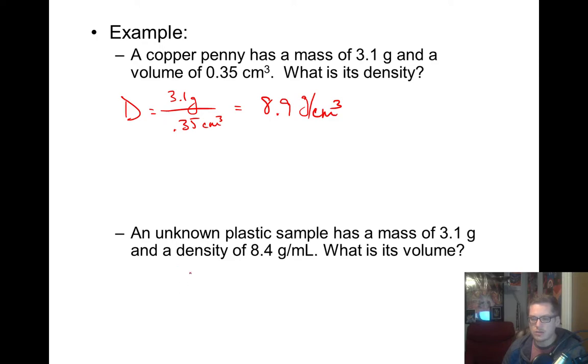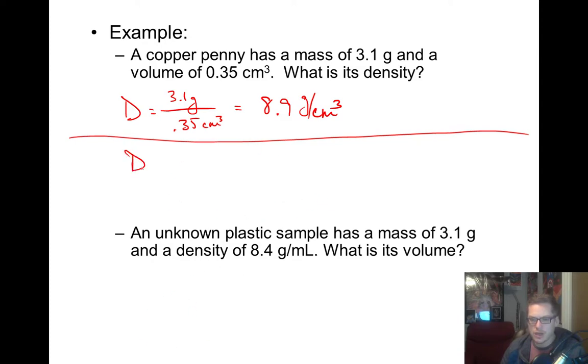Now it says an unknown plastic sample has a mass of 3.1 grams and a density of 8.4 grams per milliliter. What is its volume? So now we need to find the volume. Now, there's a couple ways to approach this. So I'm going to draw a line here, and I'm going to do it one way up here, and another way down here.